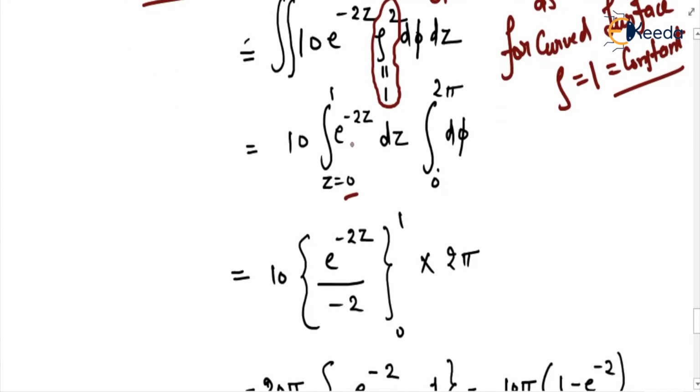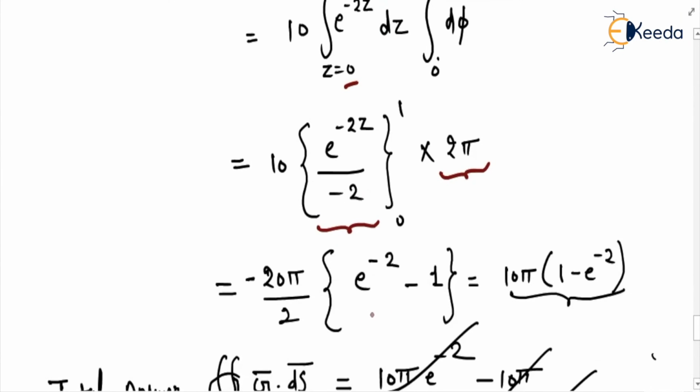So tan e to the power minus 2z is integrated, and the answer is e to the power minus 2z divided by minus 2, and d phi is integrated, so this answer is 2 pi. We will solve it. Then 10 into 2 pi is 20 pi. This minus sign is here, and 2 we can take outside. e to the power minus 2 minus e to the power 0. e to the power 0 is 1. So this answer is 10 pi times 1 minus e to the power minus 2. This is our answer for the third surface.